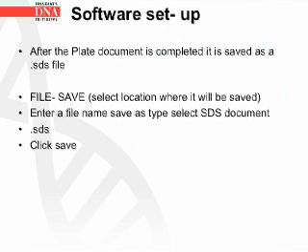After the plate document is completed, it is saved as a .sds file. Under File, go to Save, then select the location where it will be saved. Enter a file name and then, under Save as Type, you select SDS document, which is a .sds file. Then click Save.